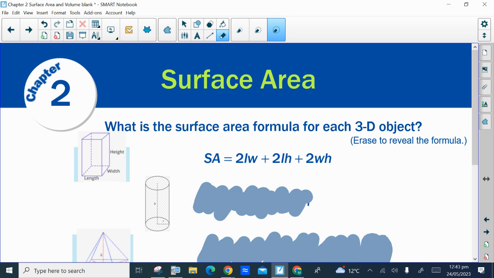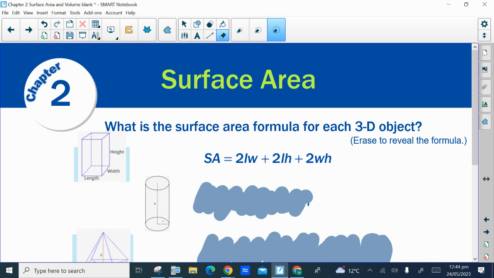The second term is twice length times height. You see, length times height would give you the area of the front face of the prism. But there's a piece on the back that is identical. That's why it's 2 times L times H. And twice W times H. W times H would be the right side of this prism, but the left side is identical. That's why it's twice width times height.